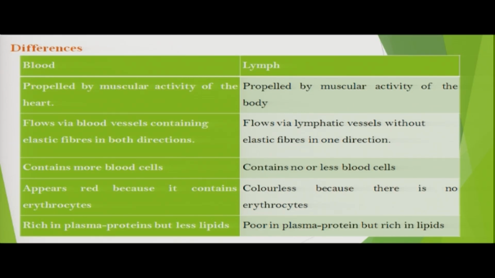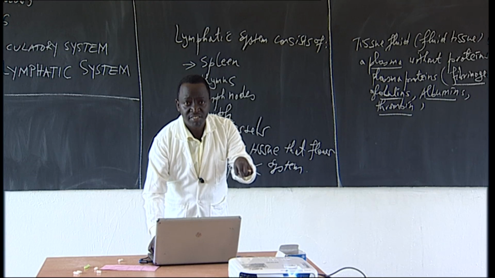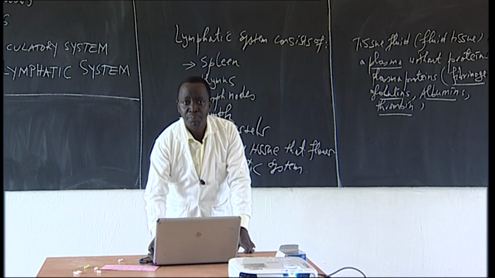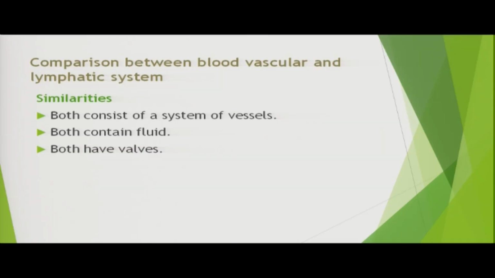Now, blood has less lipids, while lymph has more lipids. Now we can see the differences. Actually, a comparison between the blood vascular system and what? The lymphatic system. Similarities.